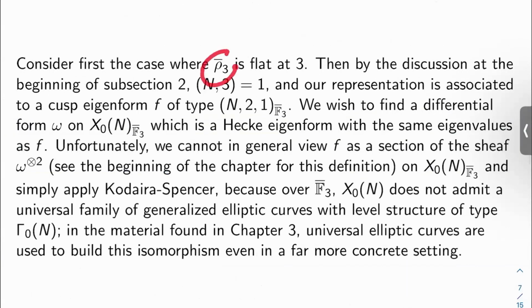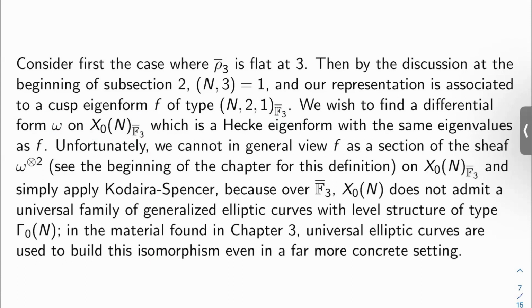Well, let's look at the case rho bar 3 is flat at 3 first. By the discussion at the beginning of subsection 2 of this chapter, 3 and N are coprime, and our representation is associated to a cusp eigenform f of type N, 2 over F bar 3. Okay, so this was something that we talked about already. We wish to find a differential form omega on an F bar 3 model of X0(N), which is a Hecke eigenform with the same eigenvalues as f.